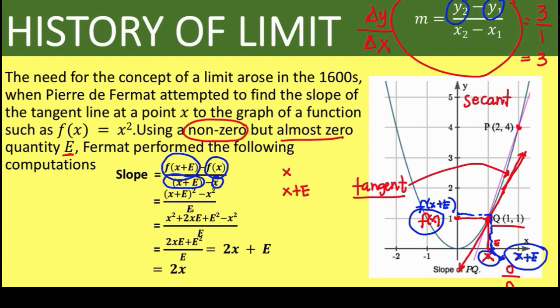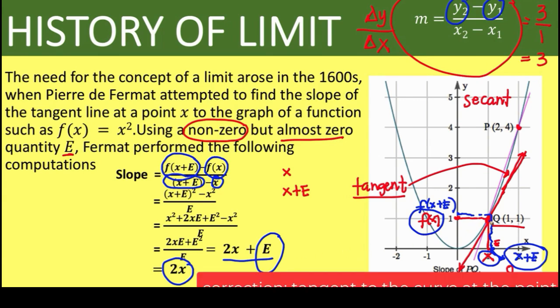And then simplifying, Pierre de Fermat arrived at this value, 2x plus E. But going back to the definition of E, E is a non-zero, but almost zero quantity. So this value is close to 0. Its magnitude is almost negligible, such that this 2x plus E is basically 2x. And therefore, Pierre de Fermat now concludes that the slope of the line tangent to the point at x is now computed using the formula 2x.